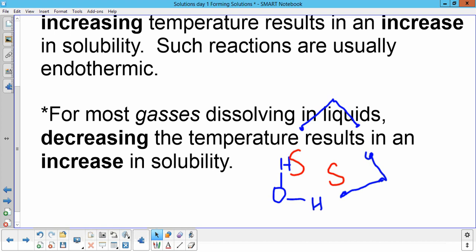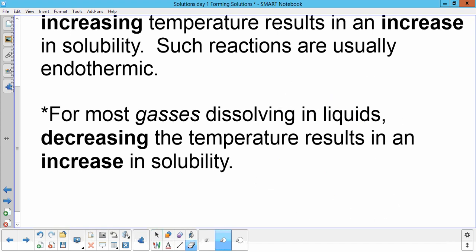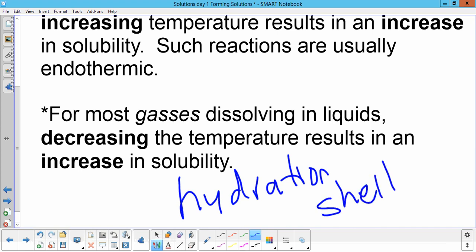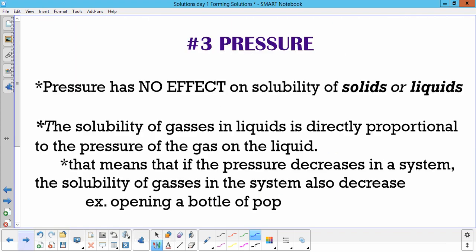Now, that water cage has a name. From grade 11, we call that a hydration shell. I'll give you that spelling, hydration shell. I apologize for my messy writing. I am trying to write with a little pen on a laptop screen. So we've got our first two things that are going to affect our solubility.